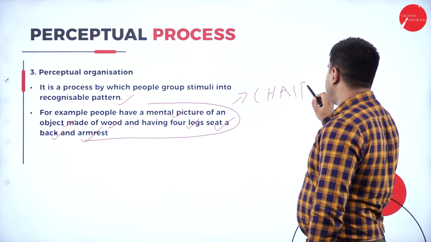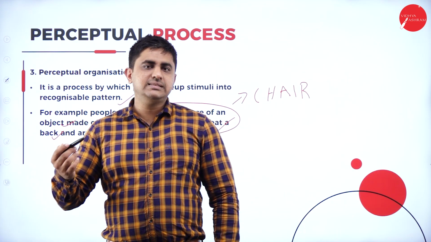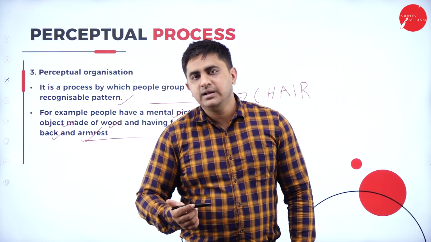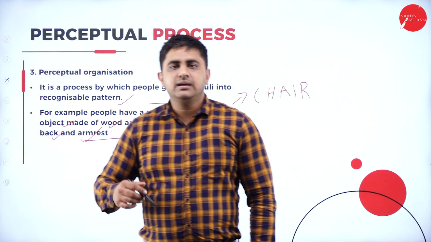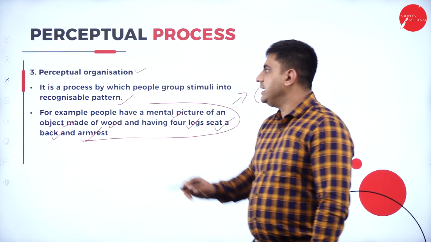Because the first time he asked, the person told him that it is a chair. So whenever he sees anything that has four legs, is made of wood, and has armrests, he is confirmed that it is a chair. This is called perceptual organization.